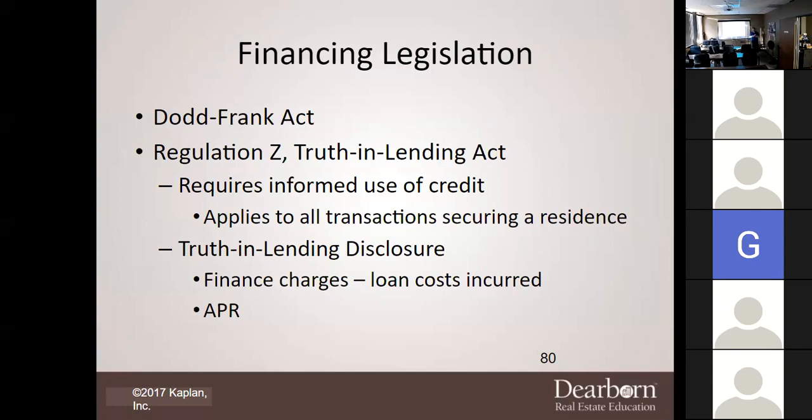So there was the Dodd-Frank Act, and the Dodd-Frank Act in this particular situation came in to help regulate the markets. We do have Regulation Z that also came in, that was the Truth in Lending, and it requires the informed use of credit. And it applies to all transactions that secure a residence. The Truth in Lending, which is the TILA statement, basically discloses the finance charge as well as the APR.